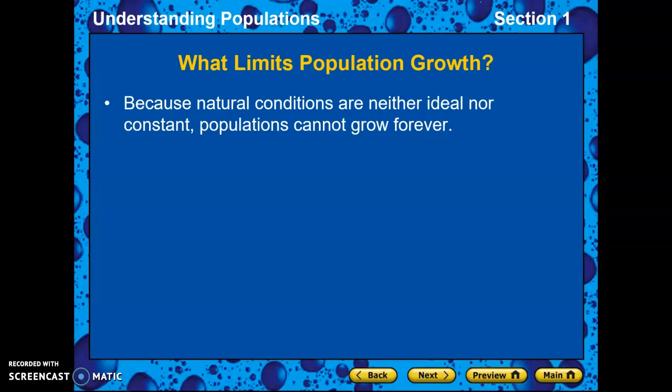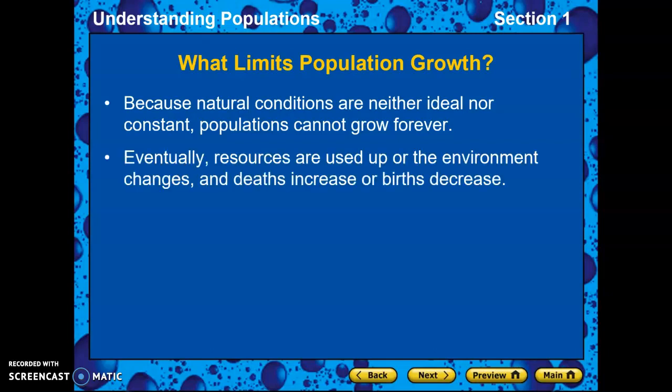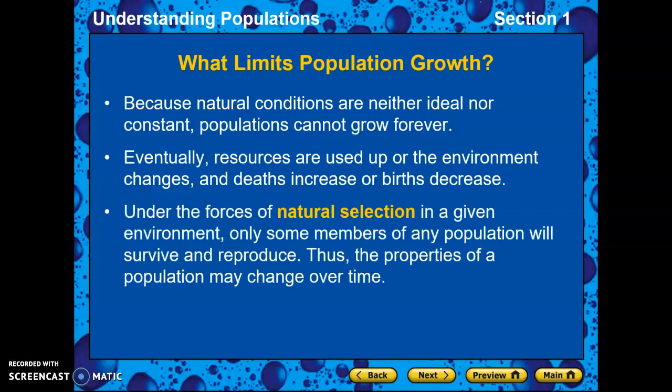So a lot of times the natural conditions are not ideal and they're not constant. And so populations cannot continue to grow forever. Eventually they use up the resources. The resources that we have on Earth only support a limited amount of living things. So it's up to those individuals to find those things in order to survive.